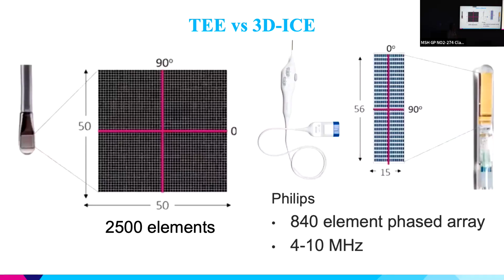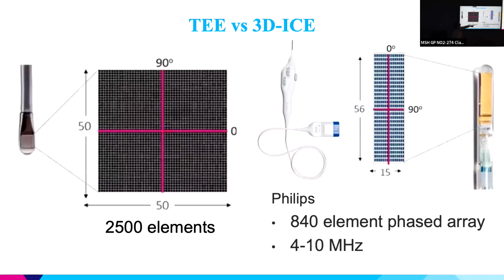Conversely, in our ICE probe, the crystals are aligned in a more elongated fashion, so they're 56 by 15. So you can see that there are therefore much fewer elements. You only have 840. That's why the ICE images are not as crisp. And also when you're using your angles, when you're imaging at 90, you're using a lot of the crystals. When you're imaging at 0, again, a lot of the crystals. 45, a lot of crystals.